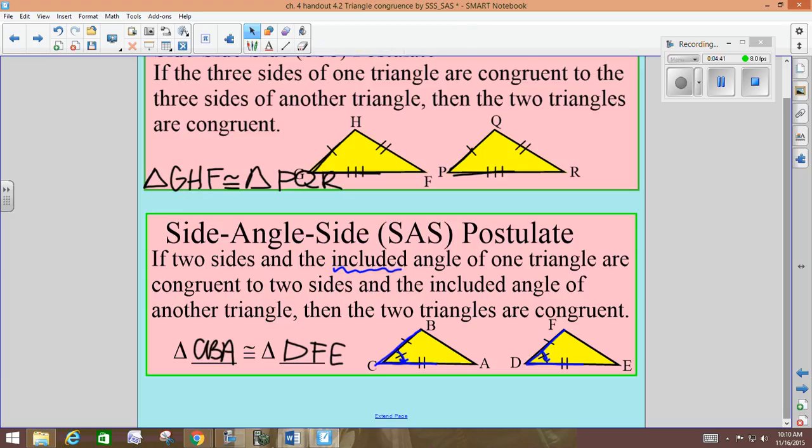Two ways to prove triangles congruent: side, side, side, or side, angle, side. If you can't match those up, then the two triangles won't be congruent.